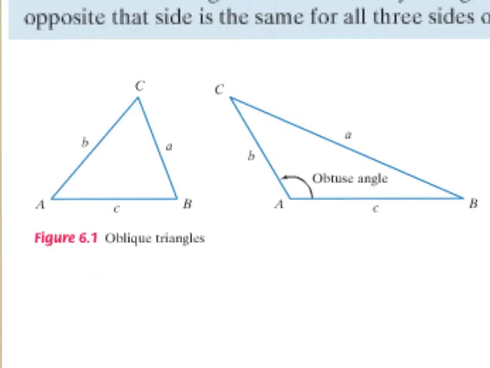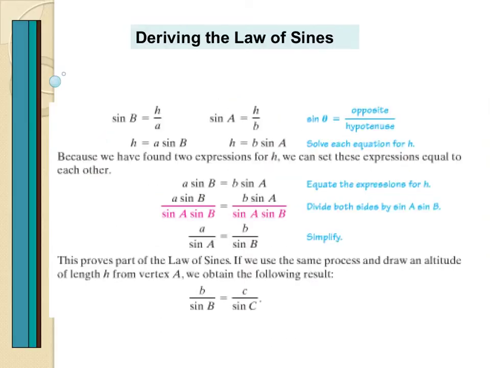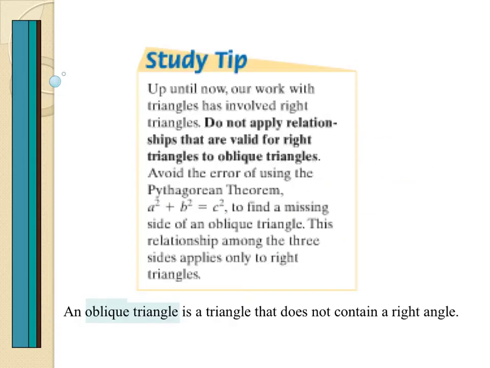Alright, so here are some different representations of oblique triangles. So notice that here I do have those acute angles, right? And then in here I have one obtuse angle. Okay, so where does this formula come from? Remember, sine of theta is opposite over hypotenuse. And if I solve both of these ratios for h, then I can set them equal to each other. And that's how we end up with the law of sines. That's the proof for the law of sines.